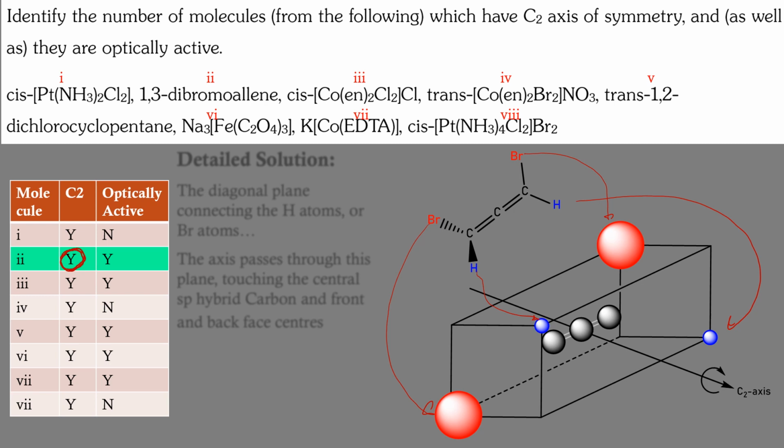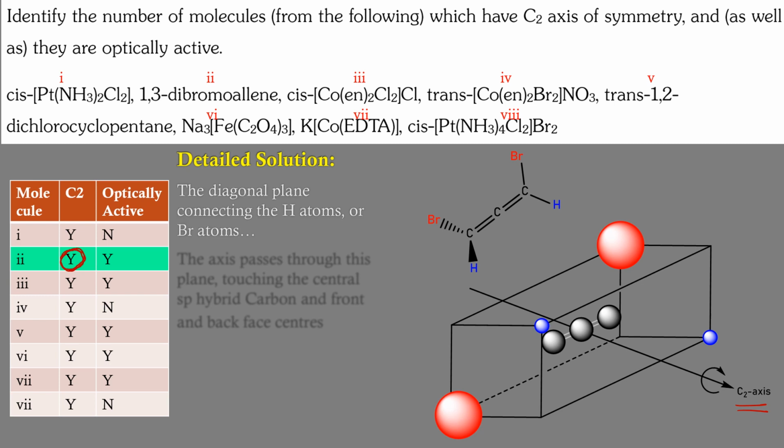Now, where is the axis of symmetry? We see here basically one plane which we are trying to represent, that C2 axis, and where it passes through. We can understand this from the fact that we have some diagonal planes which are connecting two hydrogen atoms. So think about this hydrogen and this hydrogen being connected, and then the back side of that, if these points also we connect, we will get some plane, this kind of plane.